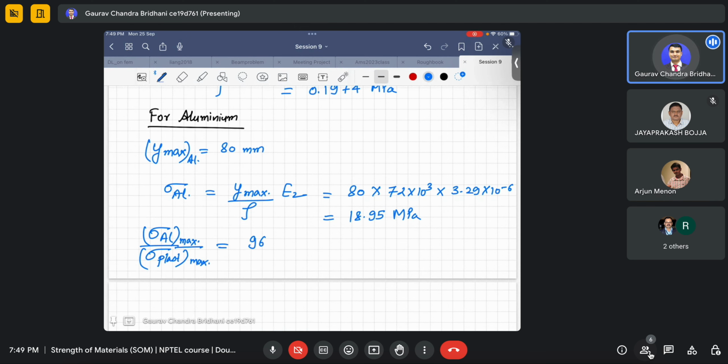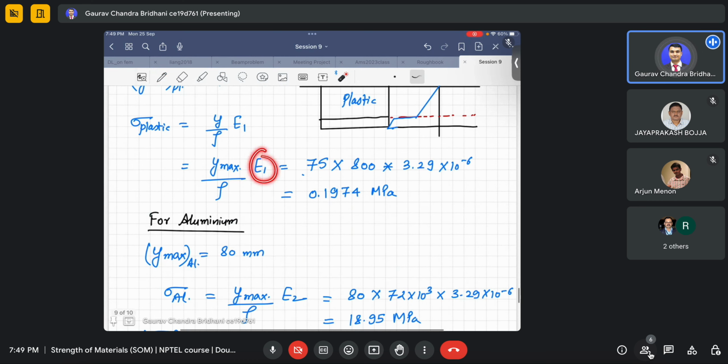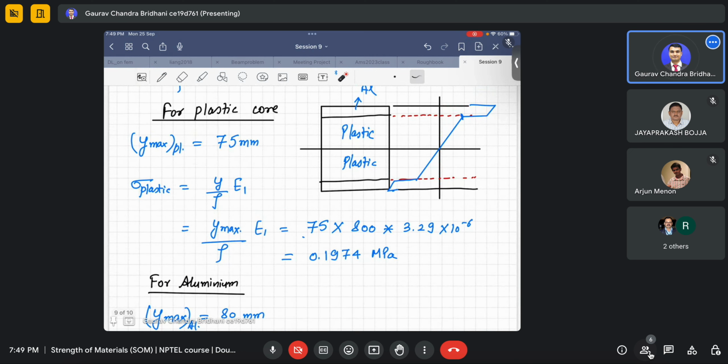96 to 1, which means the maximum stress developed in aluminum is 96 times more than the maximum stress developed in plastic. Okay. And why is it? Because of the higher value of Young's modulus. It is having more ability to absorb the load, which is represented as the stress that is generated. Okay.